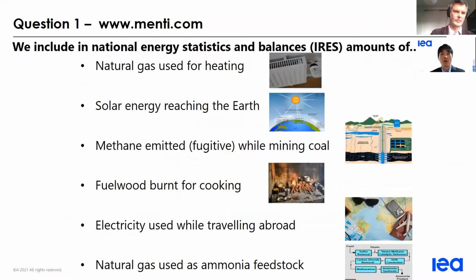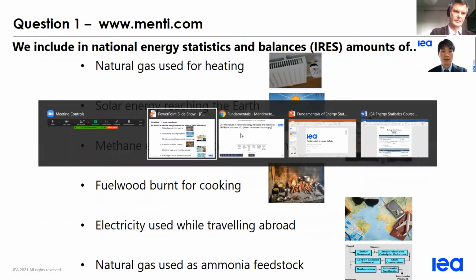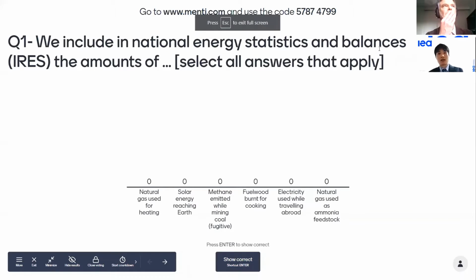Assuming that we understand all of this, what's included and what should be excluded in our energy statistics, let's solve a short quiz prepared here. I'd like to introduce question one. I'm happy to invite you to menti.com. I'm sure you learned how to use it in our housekeeping rules session. Please go to menti.com and use the code 5787-4799. What I want to ask you here is what's included in our national energy statistics and balances, and what shouldn't be included. There are six options here, and you can select more than one option.